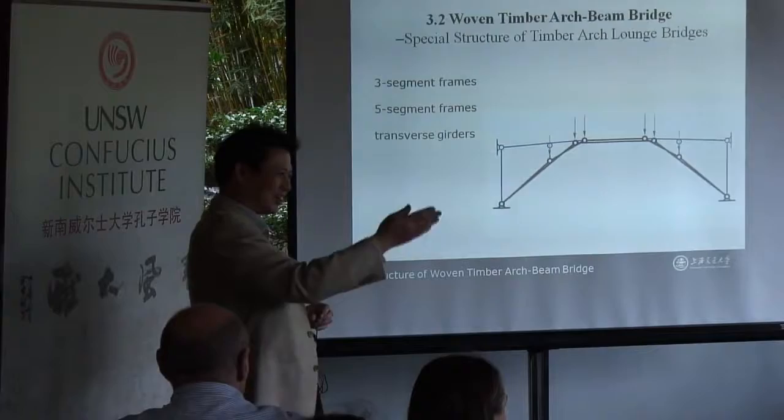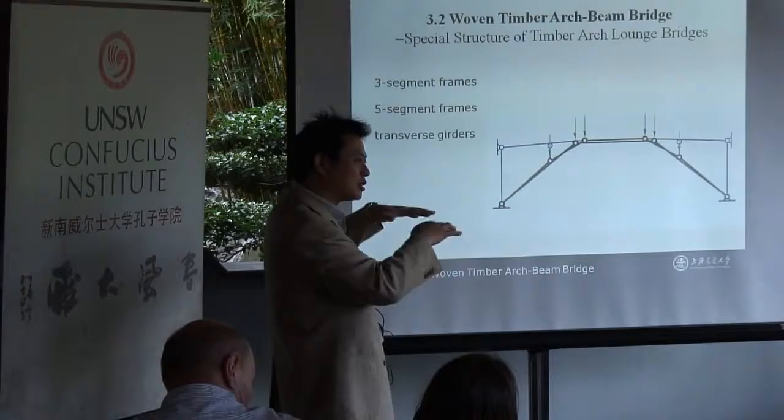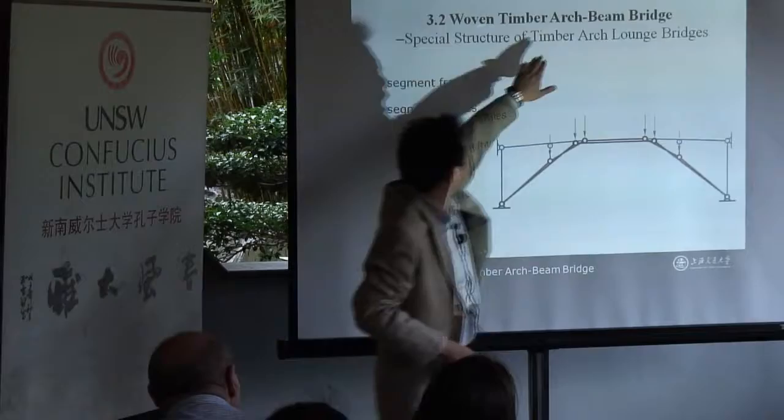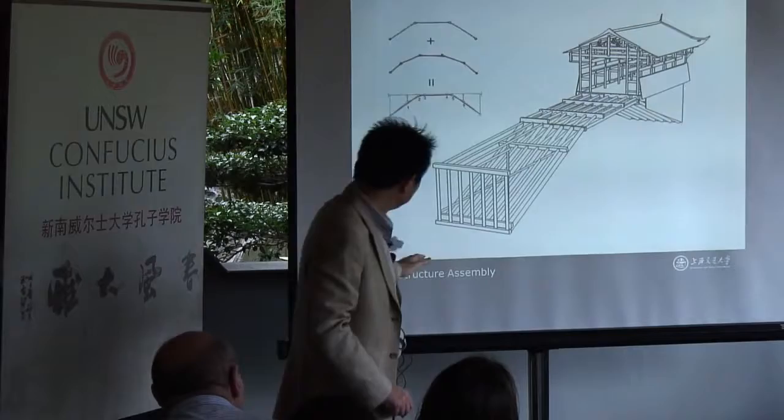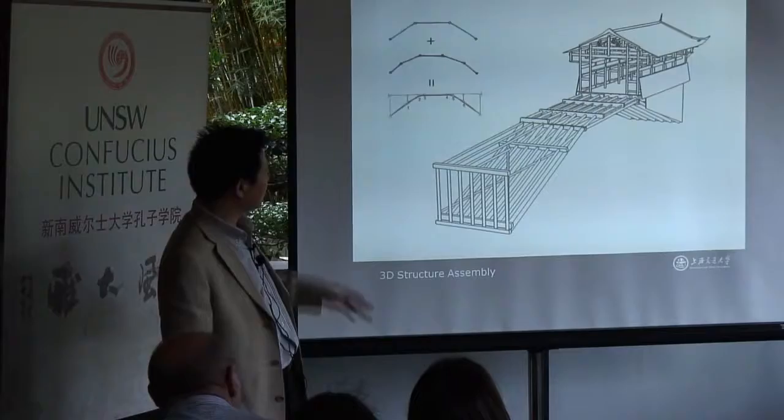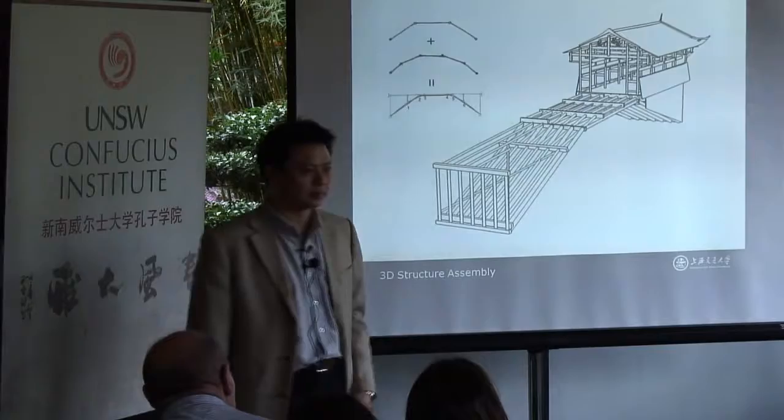So these are the two different kinds of arch bridge. So we call it an arch beam bridge. This area may be like the arch. So this is the structure assembly of the arch beam bridge. We see a lot of covered bridges use this structure.